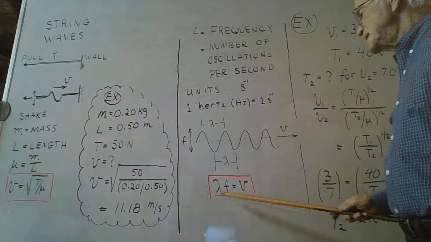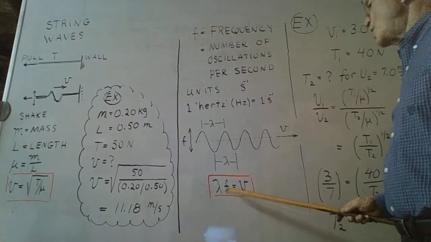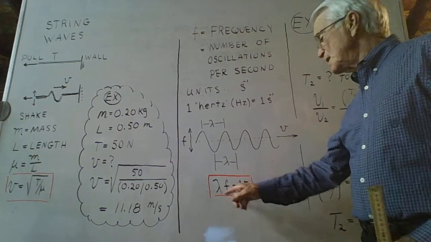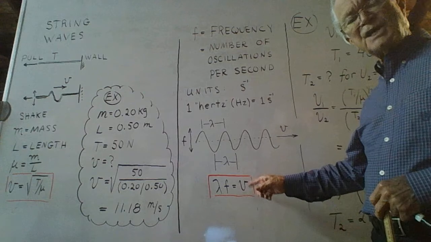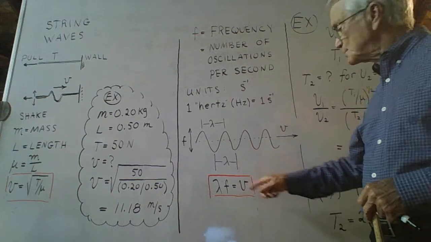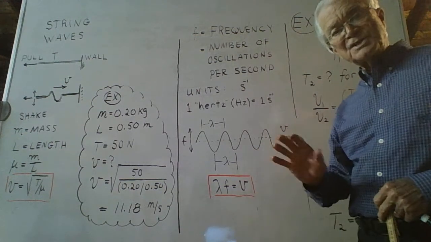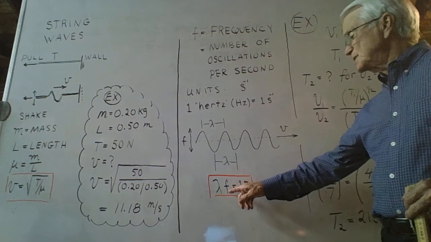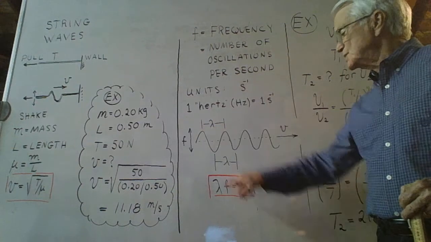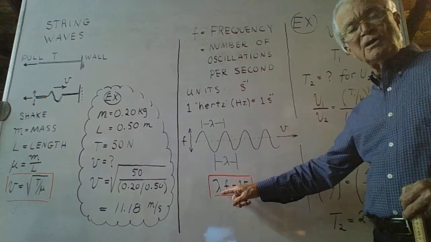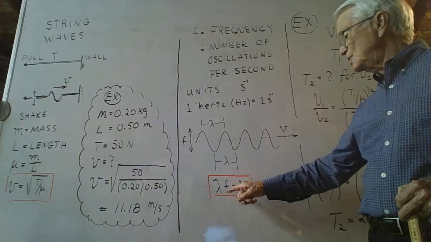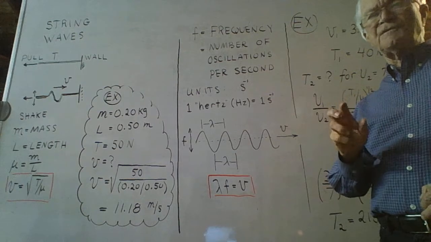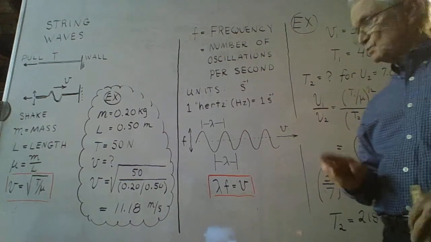The product of lambda and f is the same number for all values of f or all values of lambda. Notice that lambda f is equal to this number that does not change from one shaking frequency to the next. It's always the same number. So for example, when the frequency of oscillation, the shaking frequency, is large, lambda will have to be small, and vice versa. When f is small, lambda will be large, in order that for all situations the product of lambda and f is the same number, which is the speed of the wave.